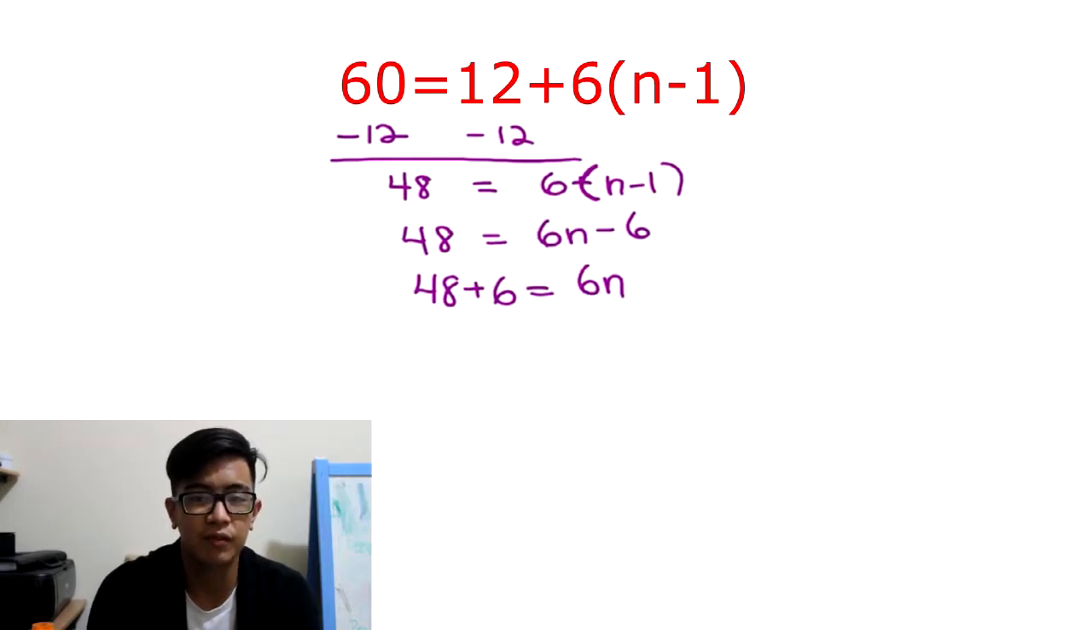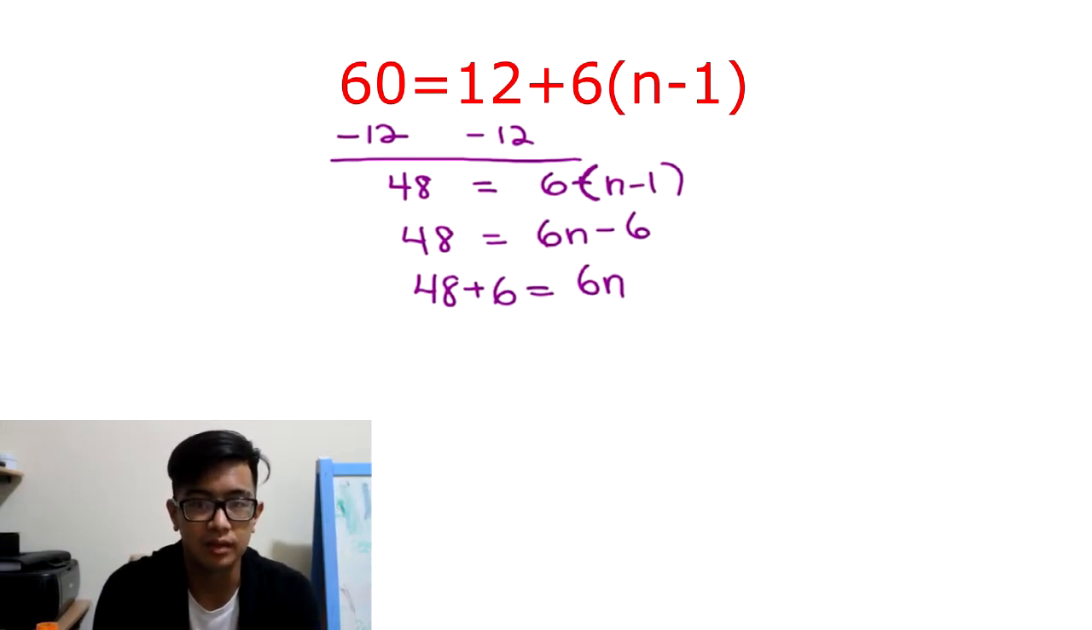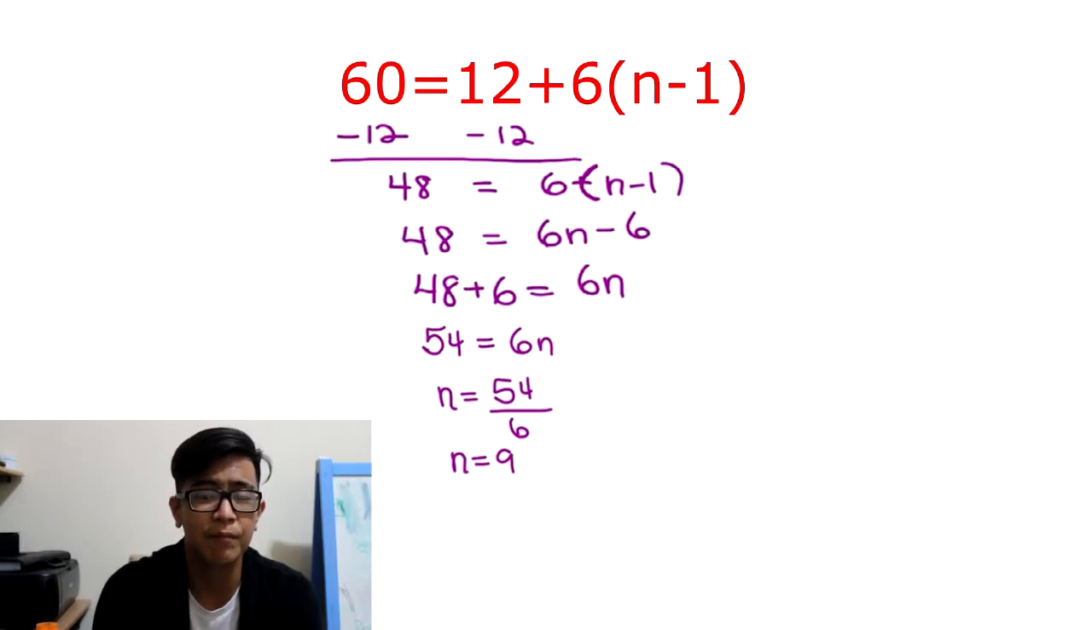Some of you might divide by 6 first. You can do that. Now we are going to add 6 to both sides to undo the minus 6 on the right hand side of the equation. So now we have 48 plus 6, which is 54. The last step to solving for n is to divide both sides by 6. So 54 divided by 6 gives us 9. Therefore, it will take 9 weeks to be running 60 minutes a day.